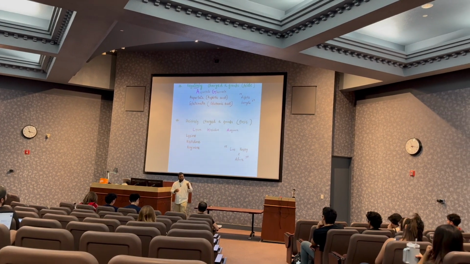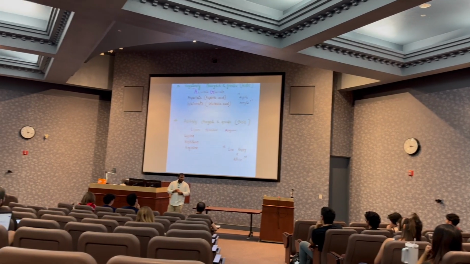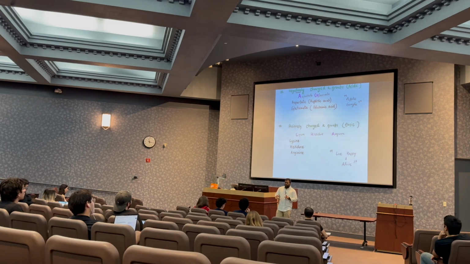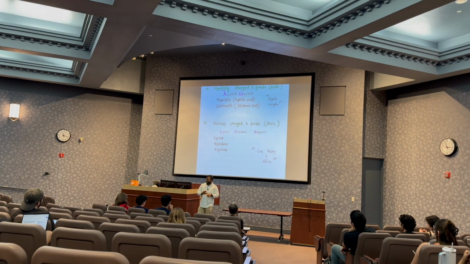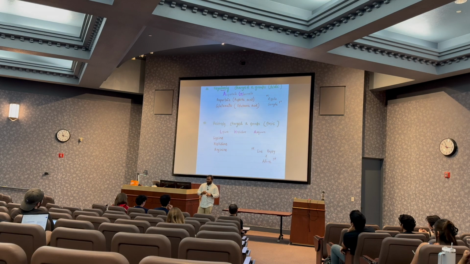Okay, and second was polar aliphatic polar groups. I said computer science to Apple and Google. C for cysteine, S for serine, T for threonine, computer science, and to Apple and Google. A for asparagine and G for glutamine.